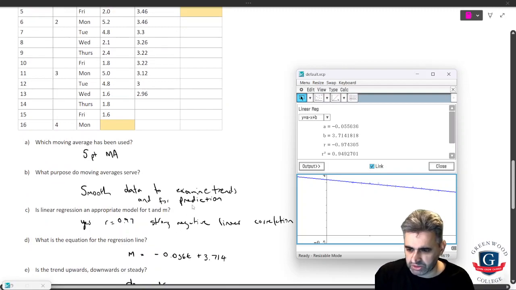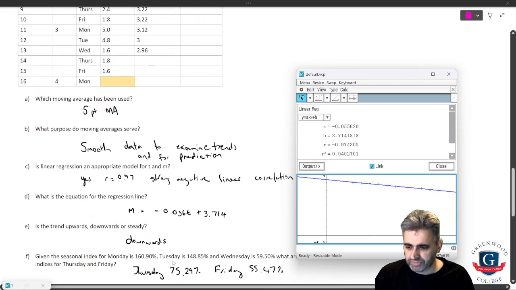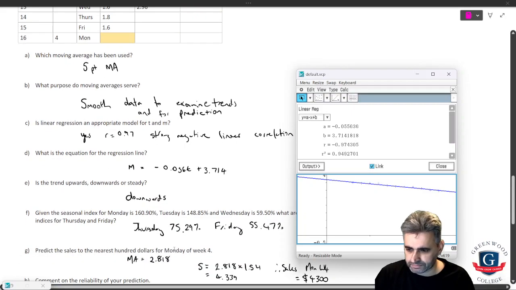And we can see quite clearly that it's a strong correlation. It's a strong negative linear correlation because we used a line model. And if we want the equation of the line, it's m = -0.05t + 3.71 because the points on here are all moving average points. So I've used m for moving average. The trend is obviously downwards.